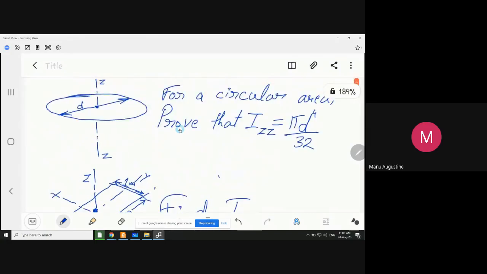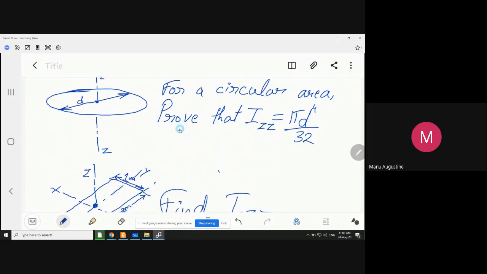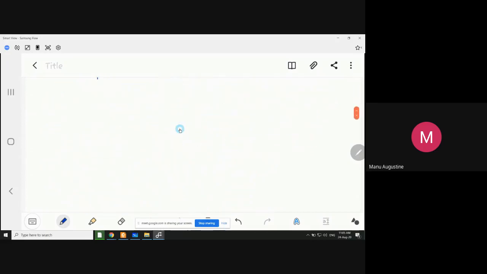with a small revision of what we did in the last class. In the last class, regarding moment of inertia, you learned about a theorem which is called the perpendicular axis theorem.